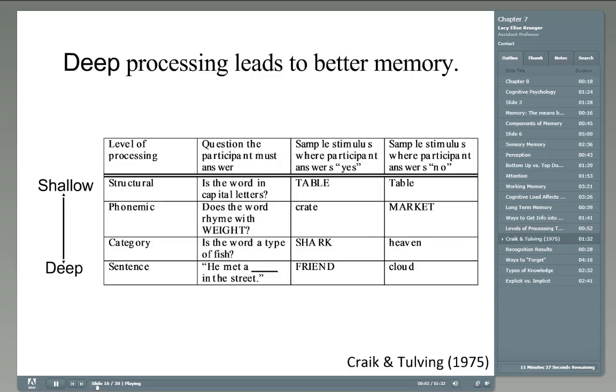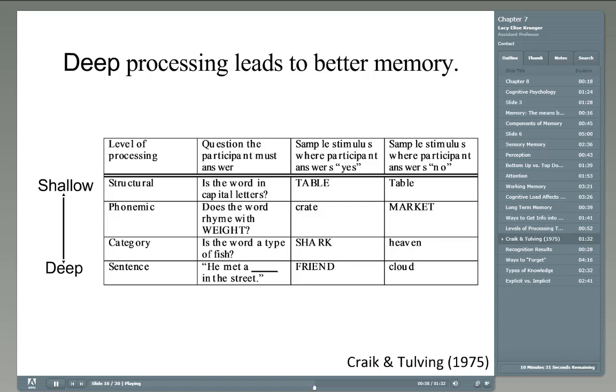We'll talk about a classic study by Craik and Tulving in 1975. This was one of the studies that showed deep processing led to better memory. In this study, participants were in one of four conditions: structural, phonemic, category, or sentence. These conditions varied in their level of processing, with structural being the most shallow and sentence being the most deep. If you were in the structural condition, you would see a word for 200 milliseconds on the screen, and you would answer yes or no: is the word in capital letters? So if you saw TABLE, you would say yes because it's in all caps, and you would say no if only the first letter of the word was capitalized.